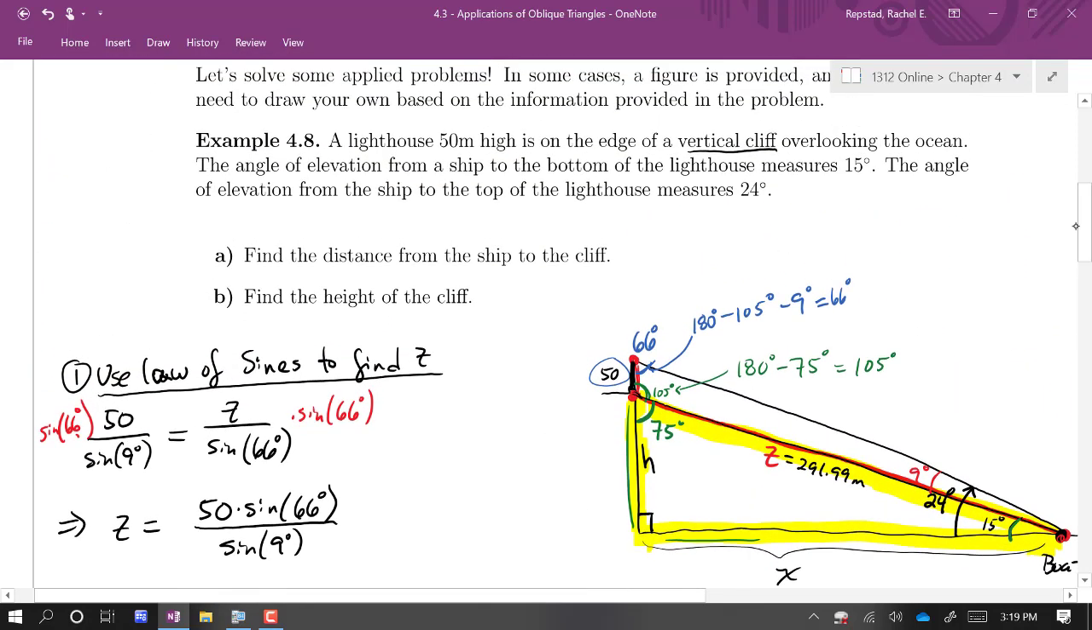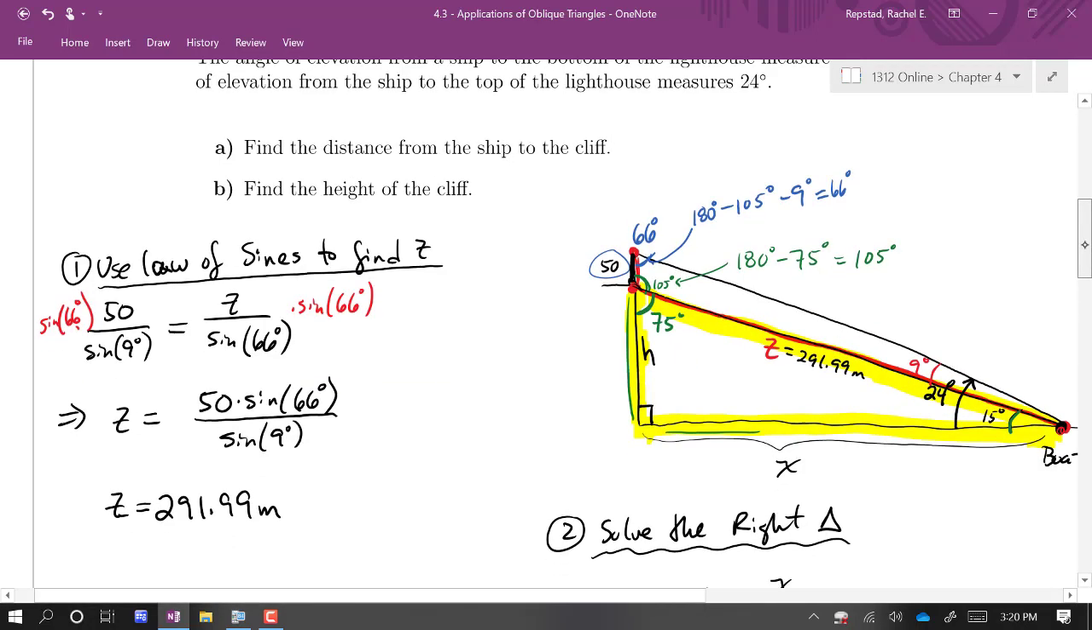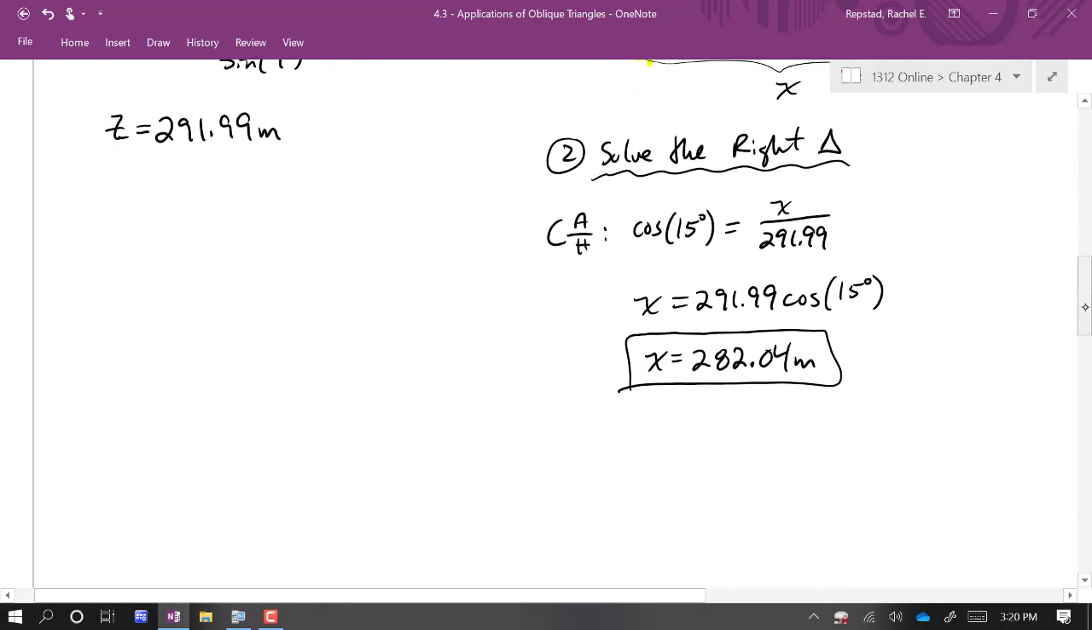I mean, the measure they gave us was just 50 meters, not 50.0. And in fact, you could make the argument that there's only one significant digit there. But I tend to go out a couple spaces usually when I give my results.